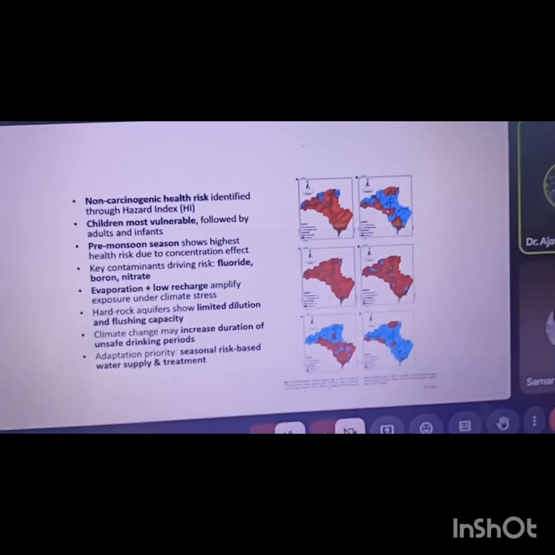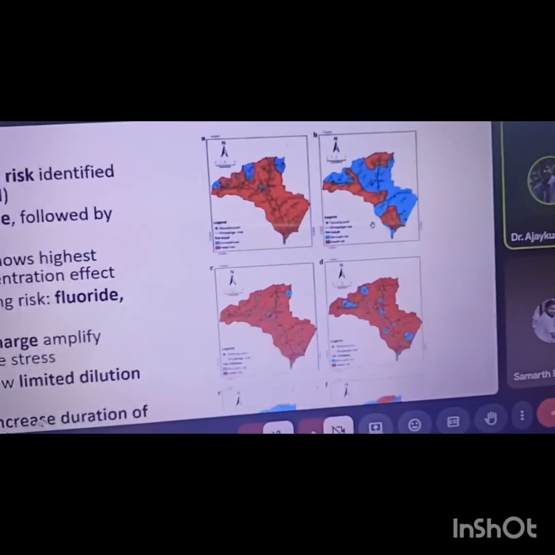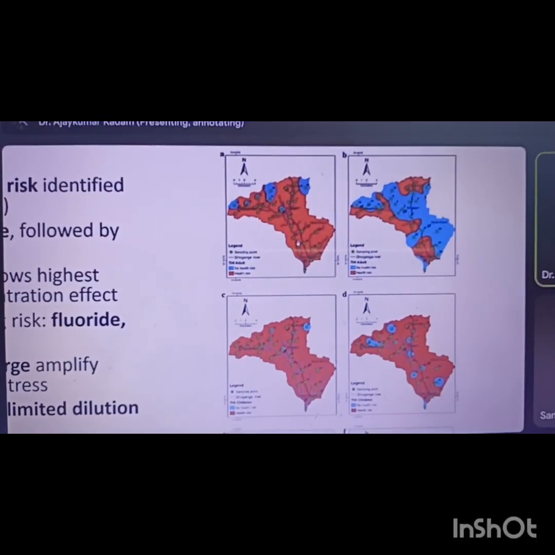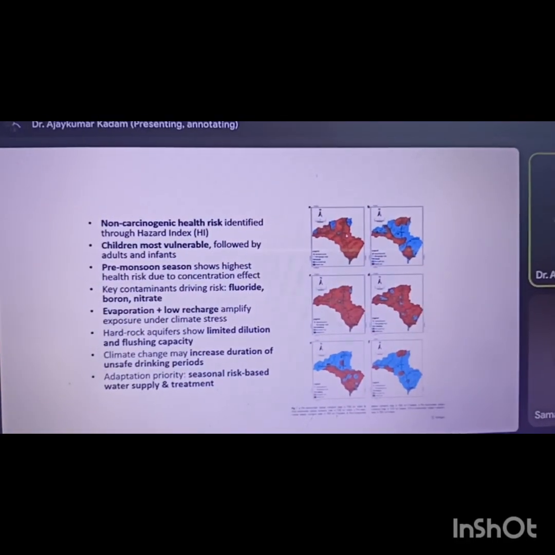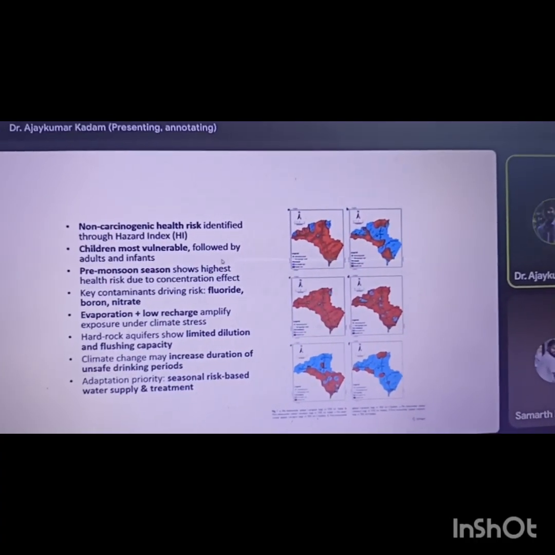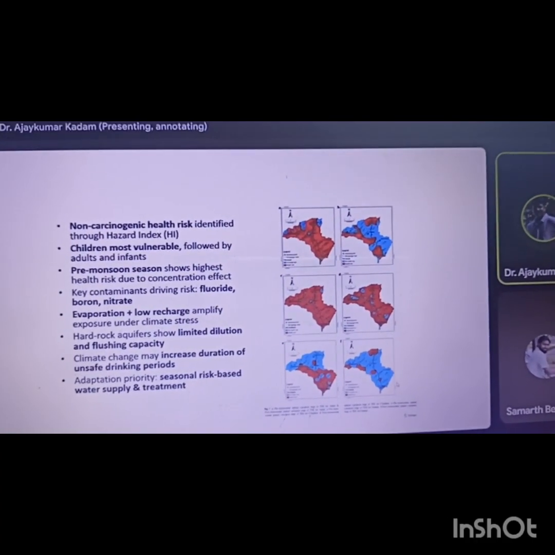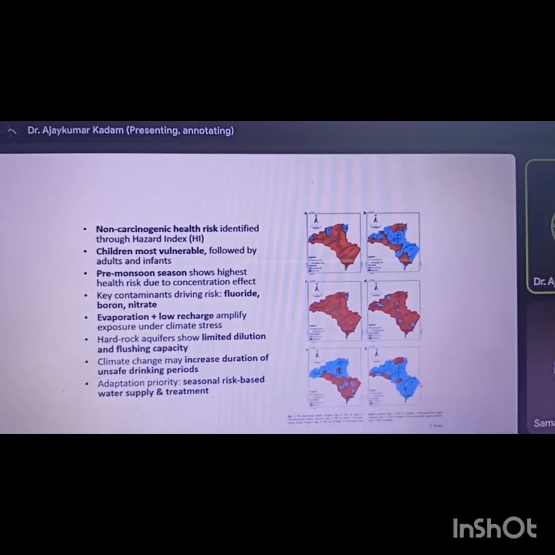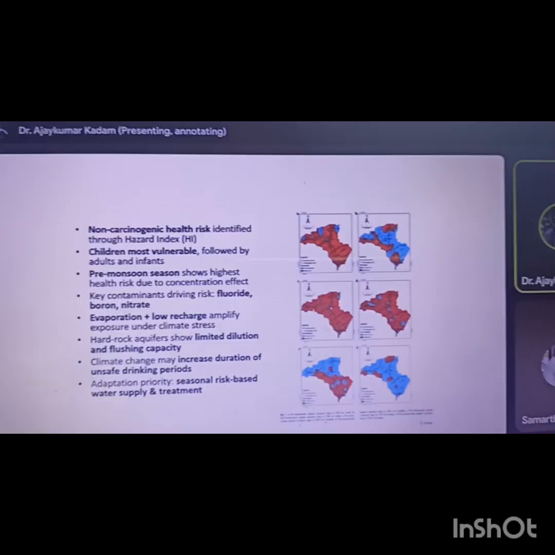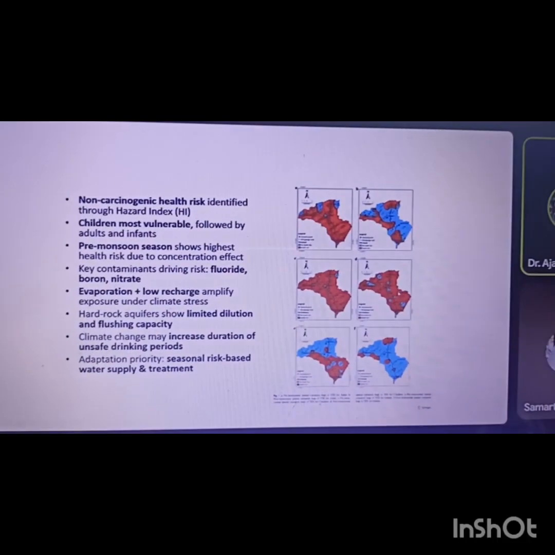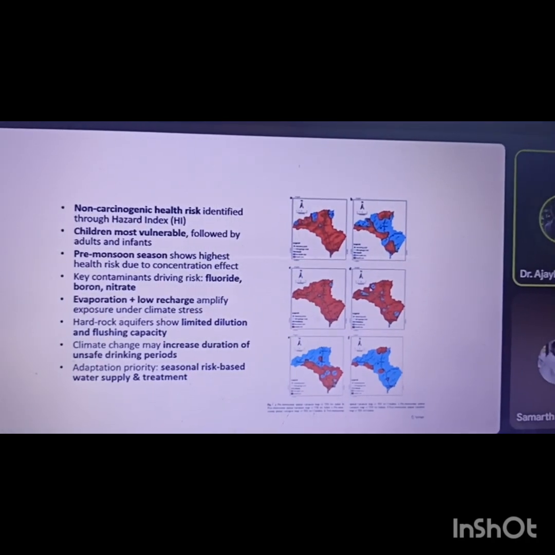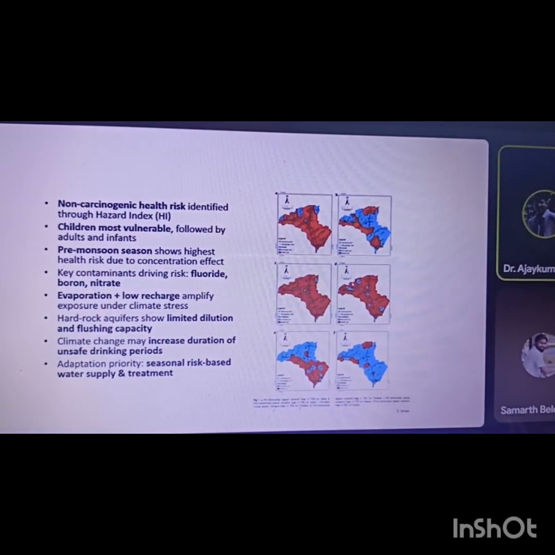This is for post-monsoon. This is for pre-monsoon. You can see that the health risk will be higher in this area in pre-monsoon. The results show that the children will be the most vulnerable, followed by the adults and infants. If you calculate the health risk for the children, both maps are for children. Here you can see that the no-health-risk layers, the blue color patches, are very few as compared to red colors.